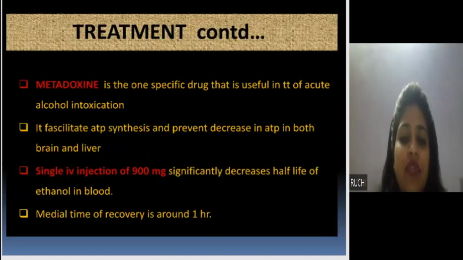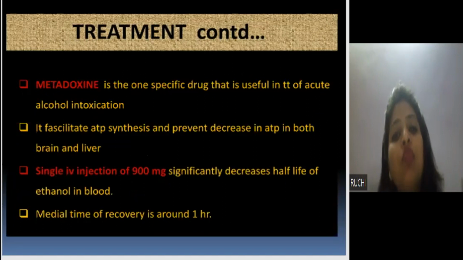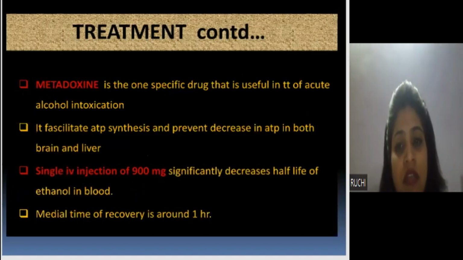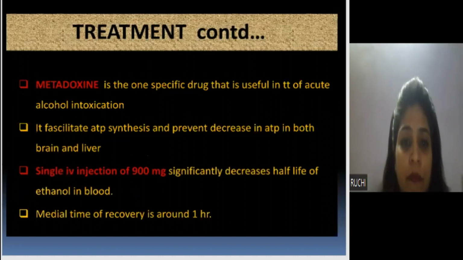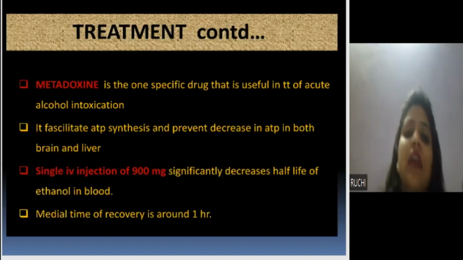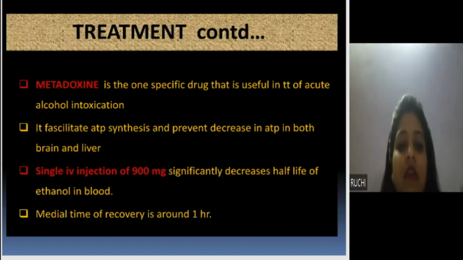Metadoxine is one drug, which is actually controversial, and it is used for treatment of acute alcohol intoxication. It is supposed to facilitate ATP synthesis and increase ATP in both the brain as well as the liver. A single IV injection of 900 mg significantly decreases the half-life of ethanol. So basically, it increases the metabolism of alcohol, and it helps to clear it from the blood.